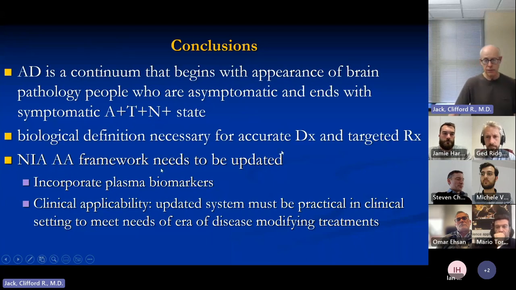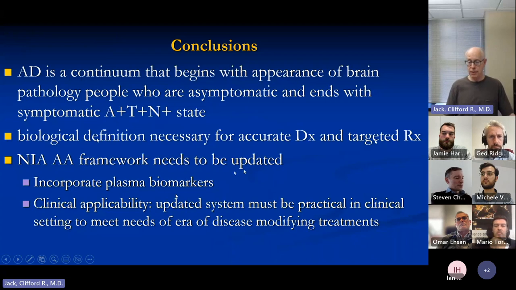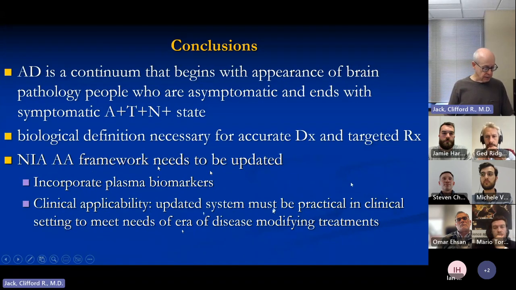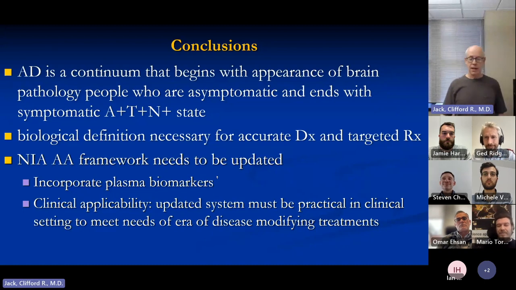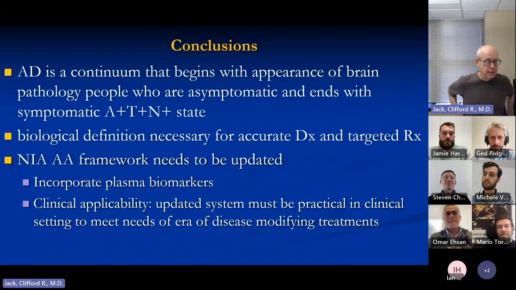However, the 2018 research framework has to be updated to, one, incorporate plasma biomarkers, and two, improve clinical applicability, because the system really has to work in what almost everyone in the field now believes is the era of disease modifying treatments. It may not be a secret any longer, but a group has been convened by the NIA-AA and is in the process of updating this framework. In fact, there will be a session at the AAIC this July, Sunday afternoon, describing what the committee has come up with. So that's my last slide, and I appreciate the opportunity to present this material and welcome any questions.